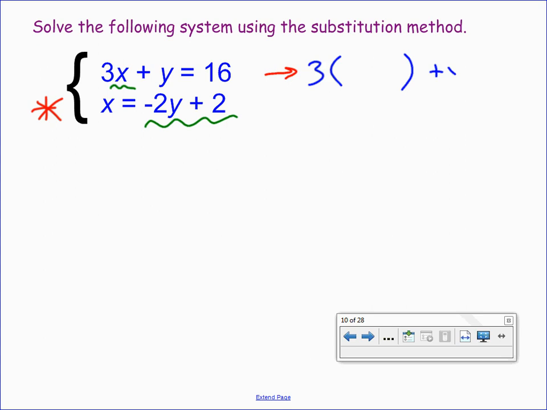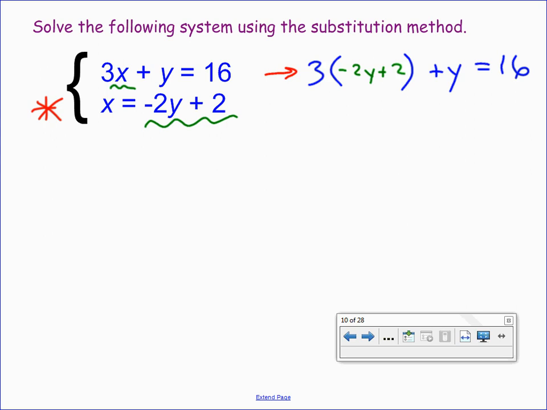3x plus y equals 16. It's just that x equals negative 2y plus 2. I'm substituting in that expression, negative 2y plus 2, in for x because that's what x equals. And now we can go ahead and solve this single equation for the single variable y. Watch your signs in parentheses, you guys.